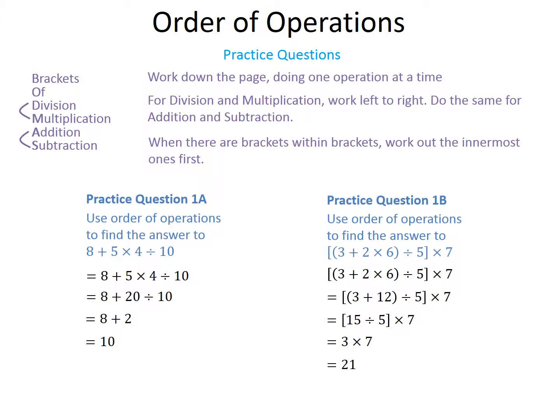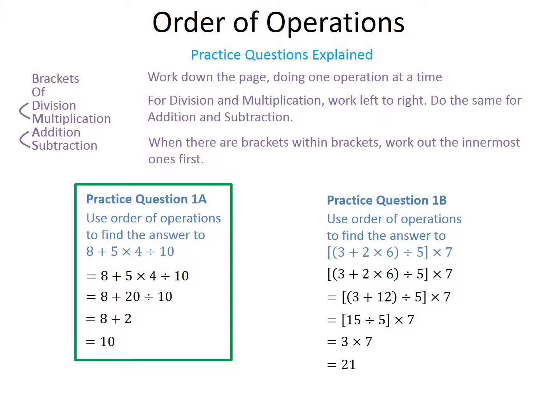Okay, there's the solution with all the working that we should have shown. Alright, in the first one I started by writing down the entire question, and then I just had to work out what goes first. I've got a plus, a times, and a divide. And so the times and divide both go before the plus, and because I can do them in either order, I start with the one on the left.